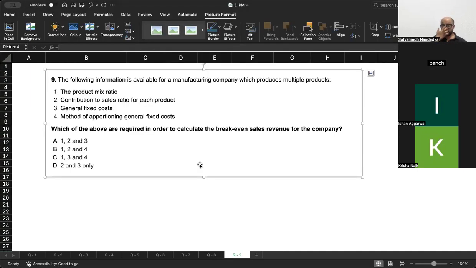The following information is available for a manufacturing company which produces multiple products. Which of the above are required in order to calculate break-even sales? Product mix ratio, contribution to sales for each product, general fixed cost, method of apportioning general fixed cost. What all do you need?